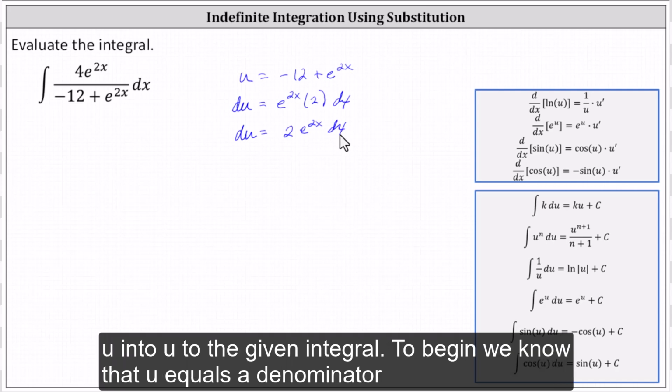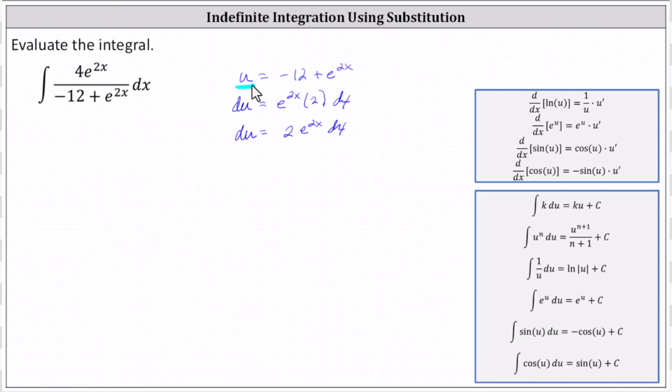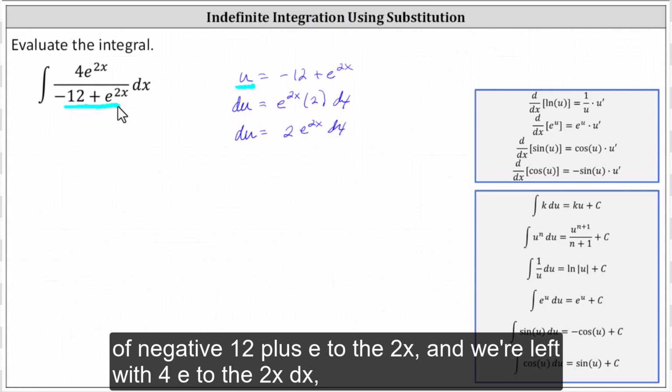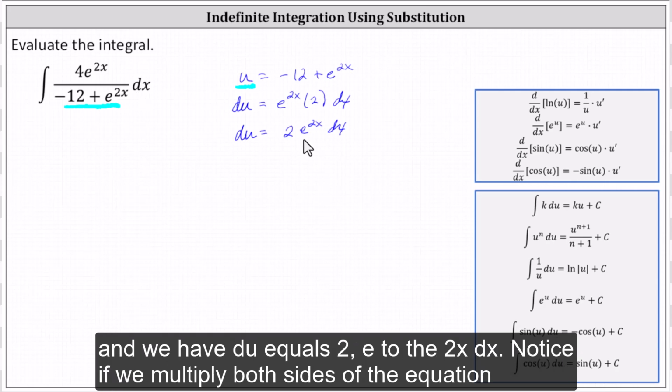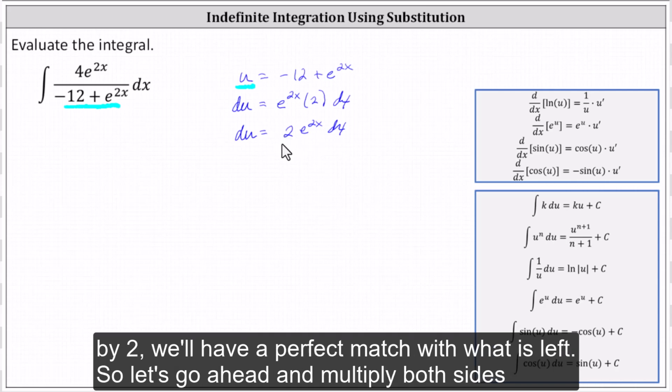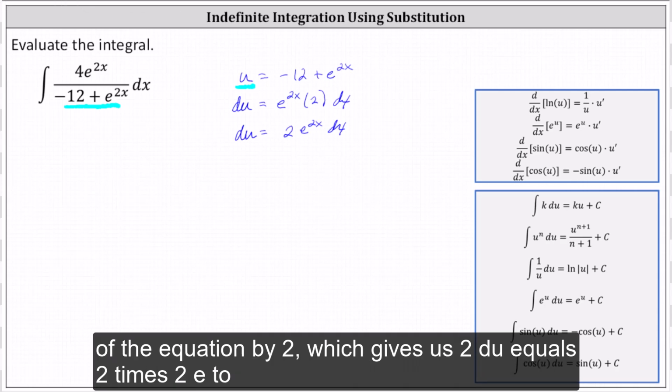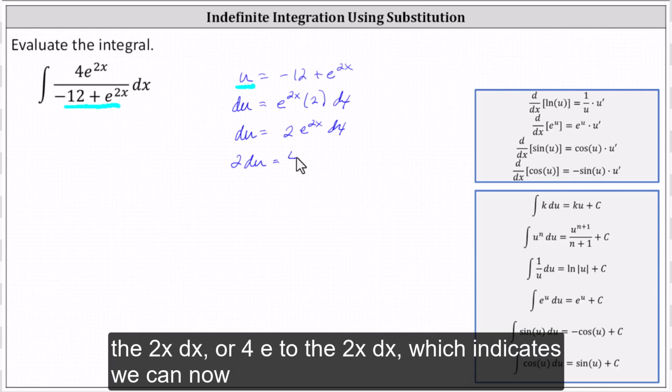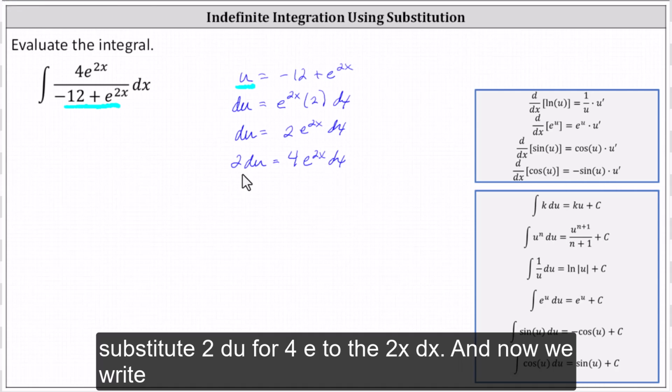At this point, we compare u and du to the given integral. To begin, we know that u equals the denominator of negative 12 plus e to the 2x, and we're left with 4 e to the 2x dx, and we have du equals 2 e to the 2x dx. Notice if we multiply both sides of the equation by 2, we will have a perfect match with what is left. So let's multiply both sides of the equation by 2, which gives us 2 du equals 2 times 2 e to the 2x dx, or 4 e to the 2x dx, which indicates we can now substitute 2 du for 4 e to the 2x dx.